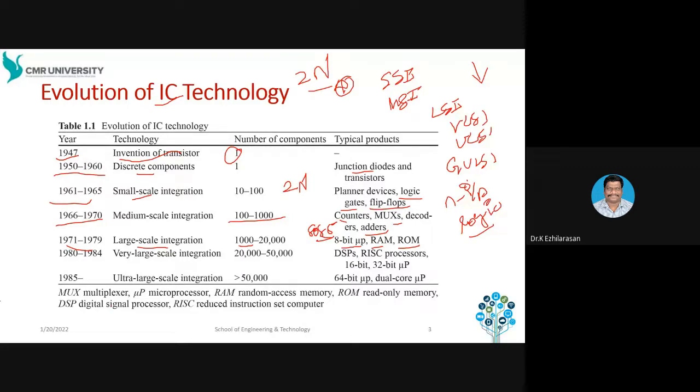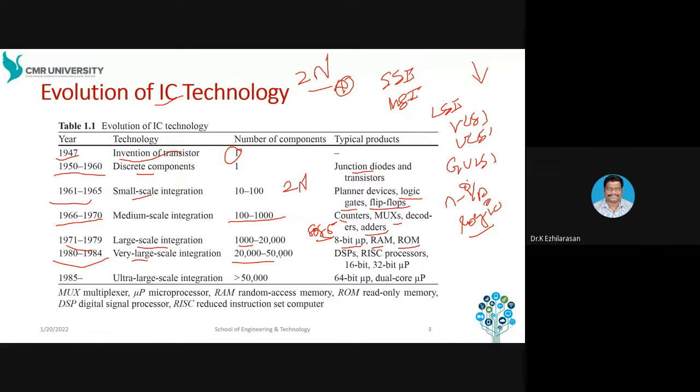Later it came as VLSI, that is very large scale integration. Our subject is low power VLSI, so we are here actually. Very large scale integration came in the period 1980 to 1984. Now how many transistors are accommodated in a single IC? From 20,000 to 50,000 transistors can be accommodated.